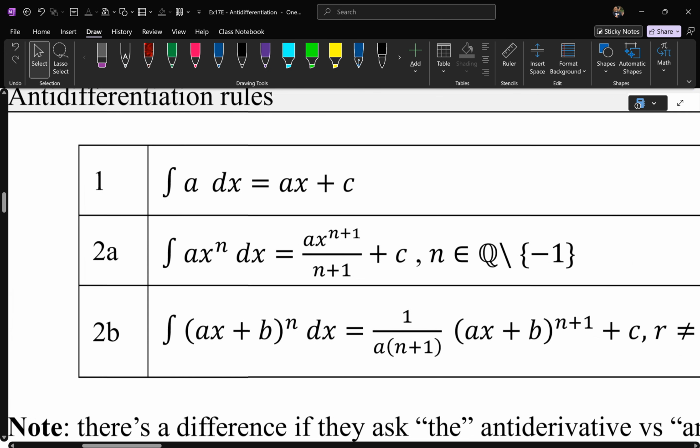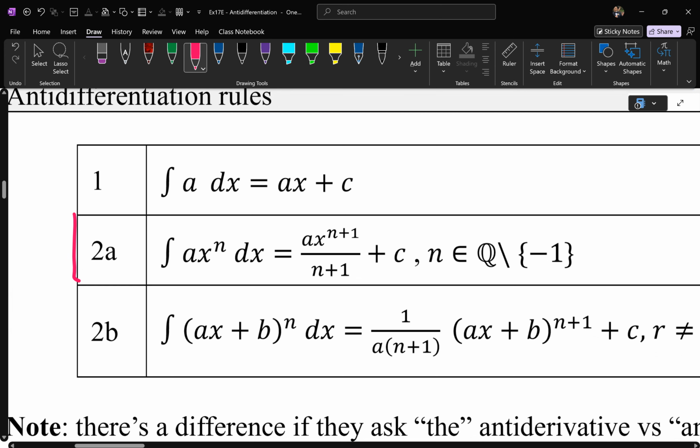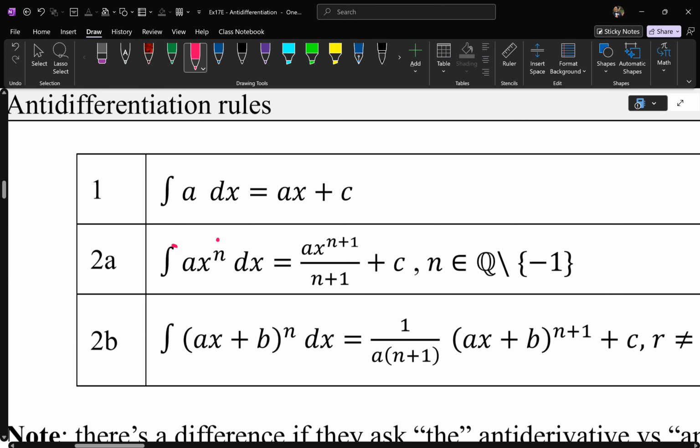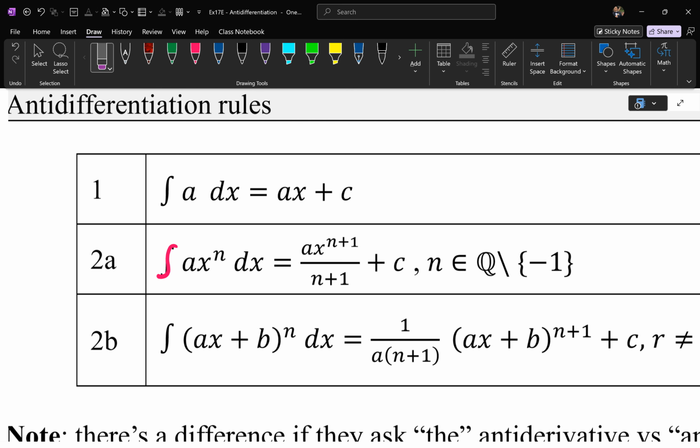See this rule here? This is the only one you should learn. 2a, I'm going to box it. Looks scary, but it isn't. This symbol here means, whoops, antidiff. Technically it's integration, but I'll talk about that later on. That means antidiff. This is a power rule. That's a power function. So x to the power of n, and a is the number in front of x. So what's the rule? So you still have the a, but notice the bottom, you're dividing by n plus 1. Why are you dividing by n plus 1?